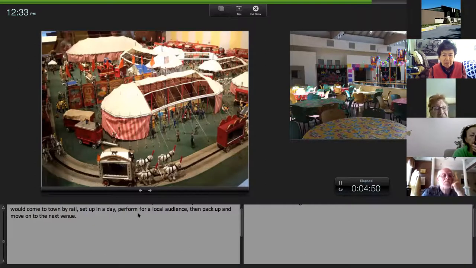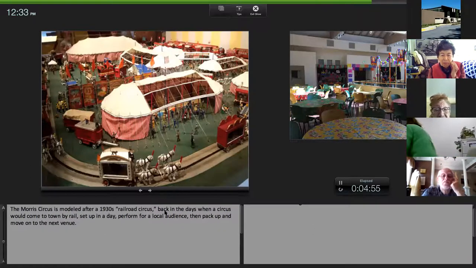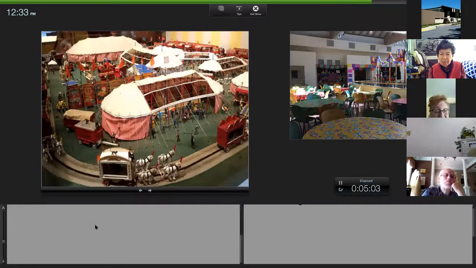This exhibit contained teeny tiny little figures, just like the big top. It was like a railroad circus back in the day when a circus would come to town, set up in a day, perform, and then pack up and move on. And I just must have spent a long time walking around and looking at all the beautifully crafted figures.